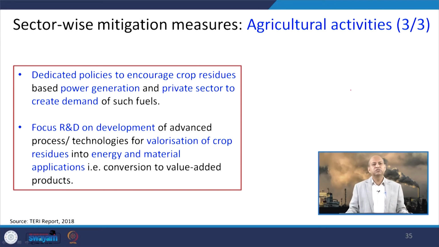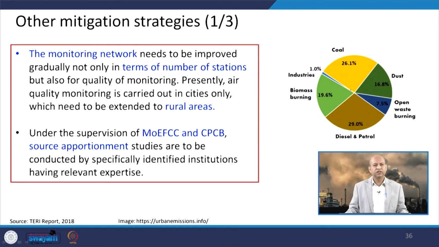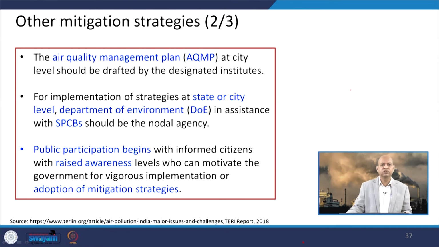Then dedicated policies can be there for these crop residues and power generation, as we have discussed. The private sector and government R&D and other agencies can join hands for that, right. Then there may be other mitigation strategies, for example monitoring networks can be expanded. Air quality improvement depends on several things, including monitoring, modeling, etc. So nowadays there is impetus on expanding the monitoring network to the countryside, rural areas also. Otherwise only in cities a lot of monitoring stations are there, right. Those kinds of issues we can tackle.